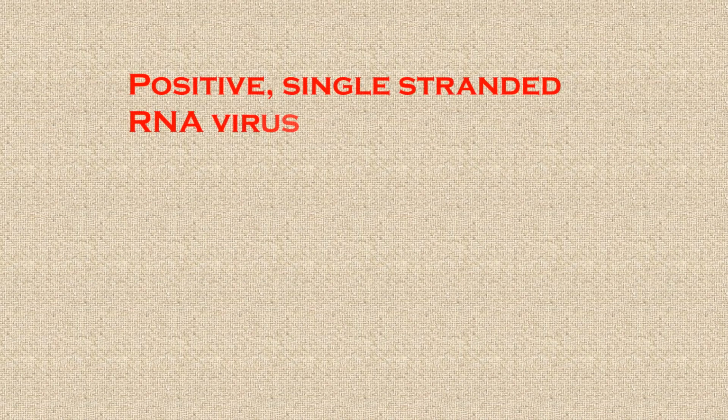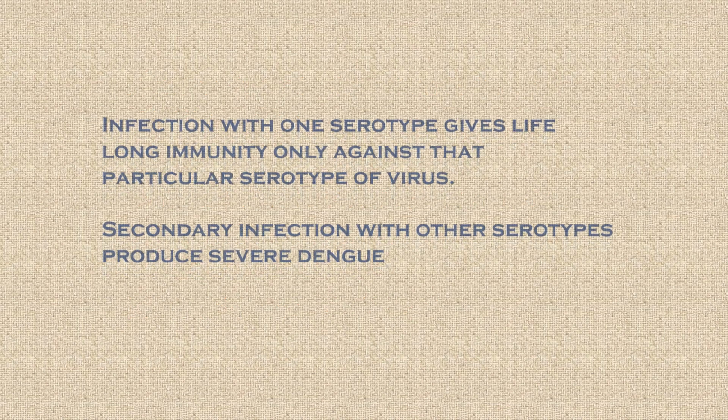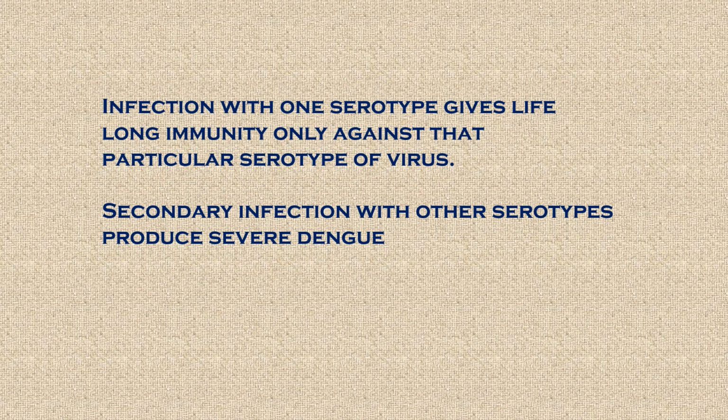Dengue virus is a positive single-stranded RNA virus. There are four serotypes of dengue virus, DenV1 to DenV4, that is, dengue V1 to dengue V4, and all of the serotypes produce a similar clinical syndrome. Infection with one serotype gives lifelong immunity only against that particular serotype of virus. Secondary infection with other serotypes produces severe dengue.